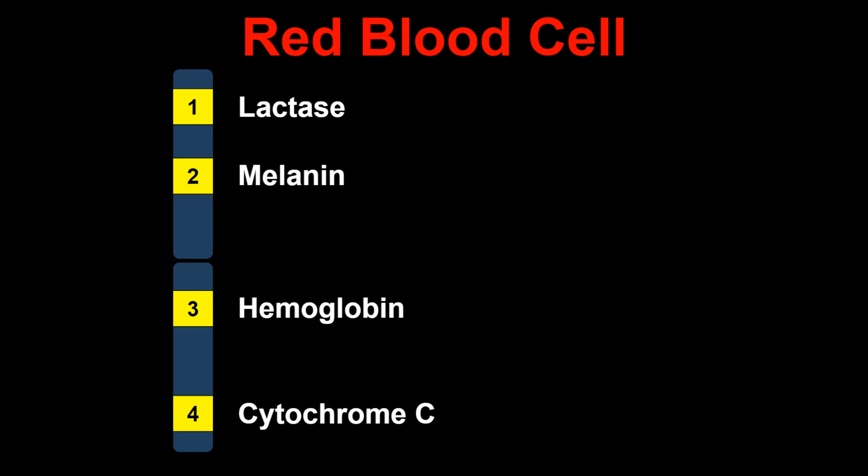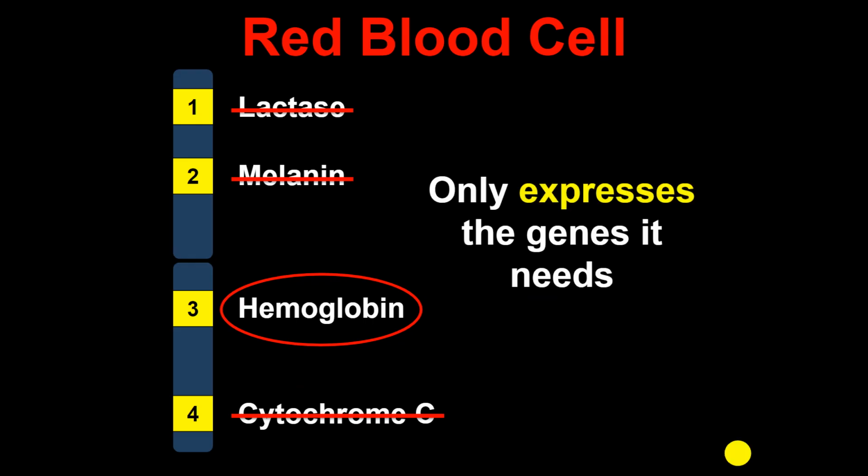For example, if we look at a red blood cell, a red blood cell does not need many of these genes. It has these genes in its genome, but it only needs to express hemoglobin, because hemoglobin is the only one that it needs to accomplish its function. And so it's going to not express, or turn off, the other genes.